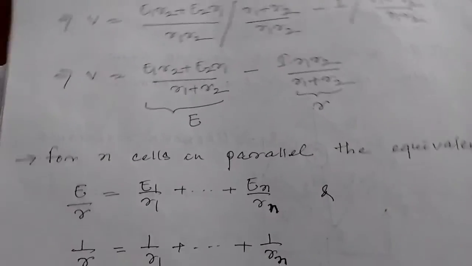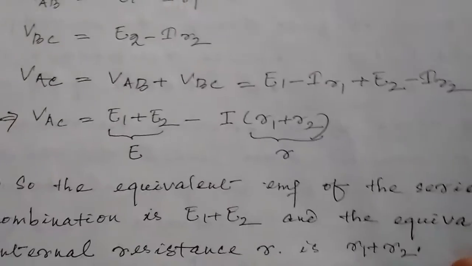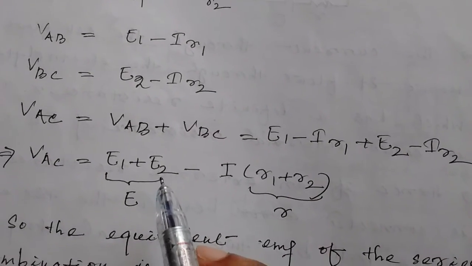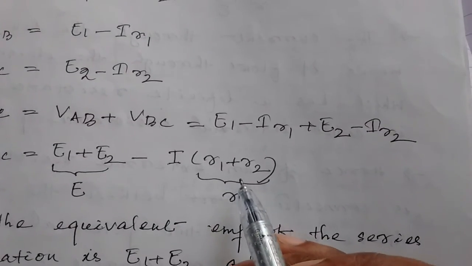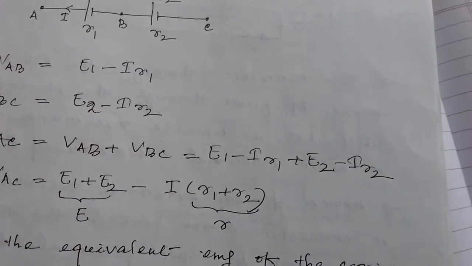One thing I forgot to tell you: in series connection, if there are n number of cells, the total EMF will be simply the sum of all the EMFs, and the total internal resistance will be simply the sum of all the internal resistances of the cells.